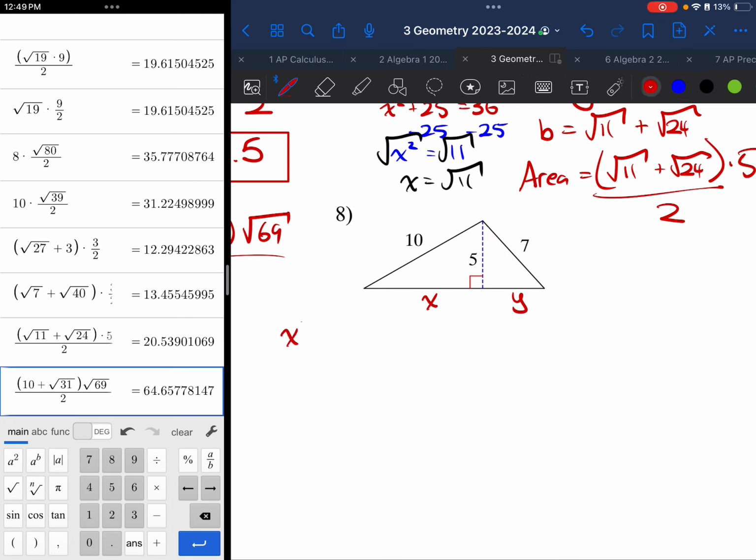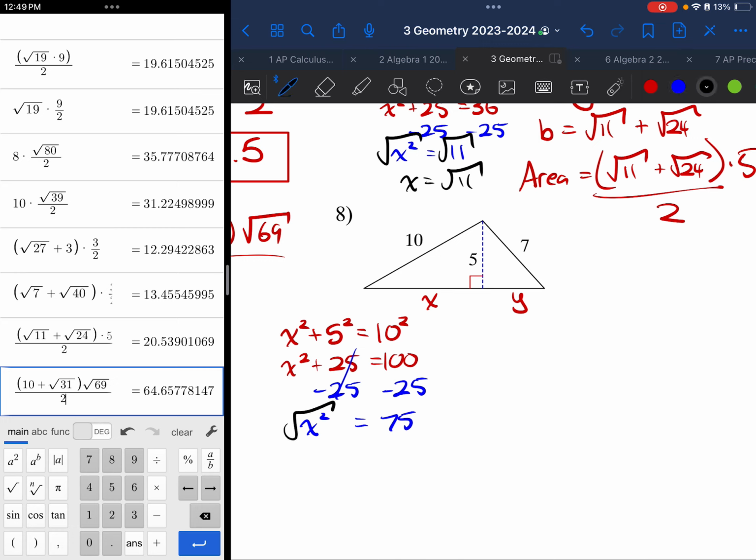I'm going to do leg squared plus leg squared equal to hypotenuse squared. So this is going to be x squared plus 25 is equal to 100. We'll subtract 25 from both sides, minus 25, and that's going to give me x squared is equal to 75. I then square root both sides, and x is equal to the square root of 75.